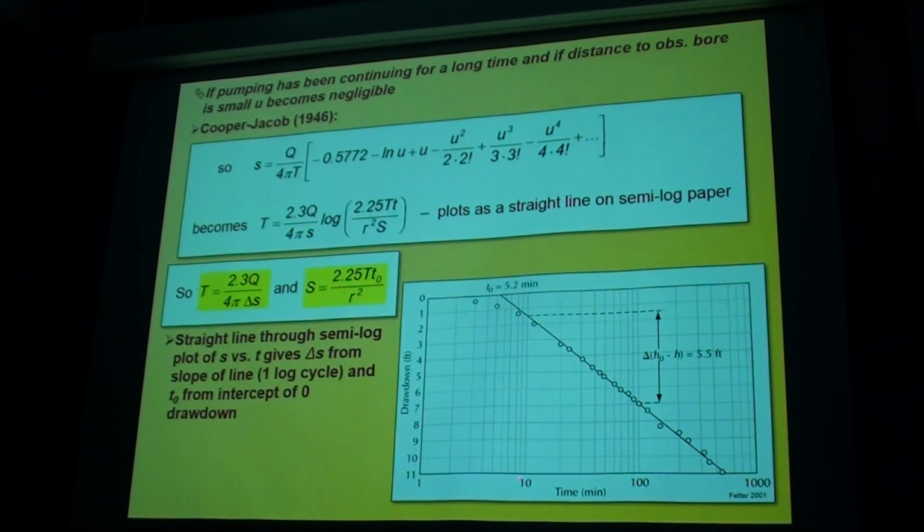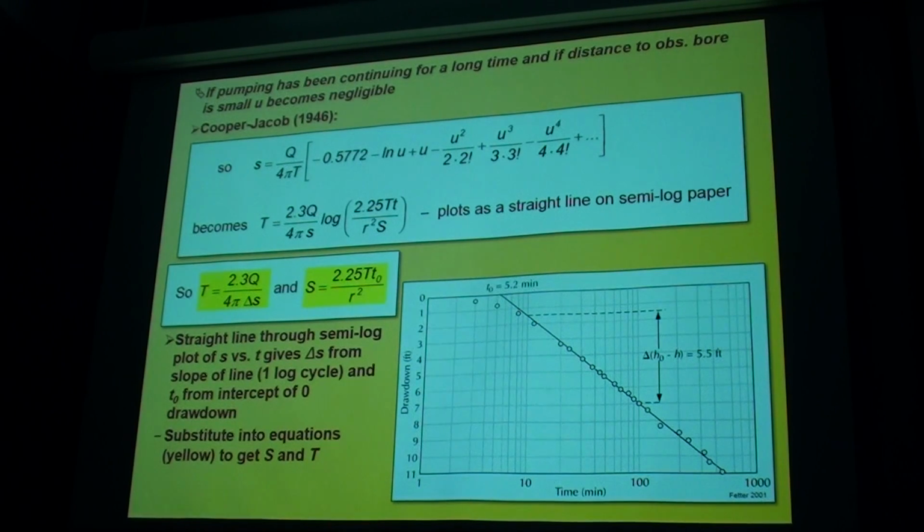The slope equals one log cycle, so it'll be between 10 and 100. Move it over a bit, it will be between 100 and 1,000, doesn't matter. So the difference in drawdown between here and here, that value, delta s. And again, you can slot that into your equation to get your result. Also, where your line intersects the time axis, you need t0 for this one. So there's your delta s for one log cycle, that number slots in here, solve for T goes there, with the t0 value from the intercept up there.